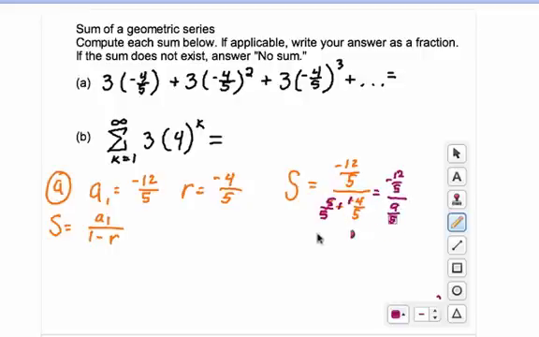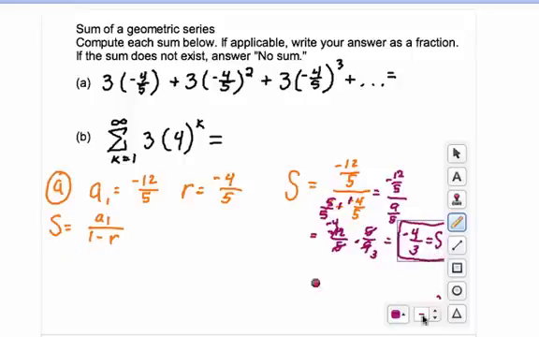And we're going to change that to negative 12/5 times 5 over 9. Remember, because we take the reciprocal of this value. And we get negative 12 over 9, and that's going to simplify. We can divide both of those by 3. And so it's going to give me a negative 4 over 3, negative 4/3. And that is your sum for that geometric series for the first example, A. Okay, so let's look at B real quick.